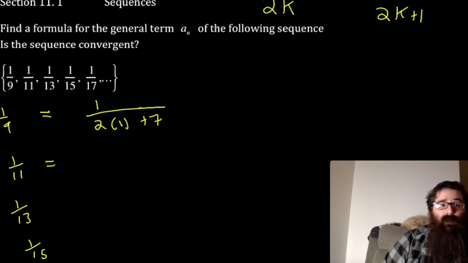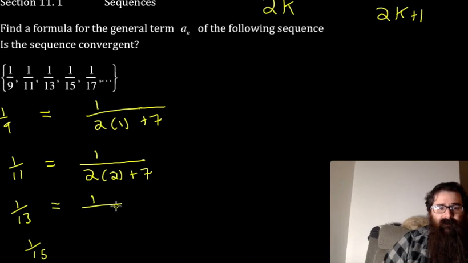Now with a sub 2, I want to reference this 2 here as my subscript. That's a 1/11, so I got 1 on top. For the 11, I could say, well, that's 2 times 2 plus 7. Right, 4 plus 7 gives me 11. For this 1/13, which is my third term, a sub 3, again, I want to reference this 3 here. I'd say that's 1 on top, and then in the denominator, that's 2 times 3 plus 7. And then I have one more to consider. I want to reference this 4 for a sub 4. I have 1/15. I could say 1 over, in the bottom, 2 times 4 plus 7.